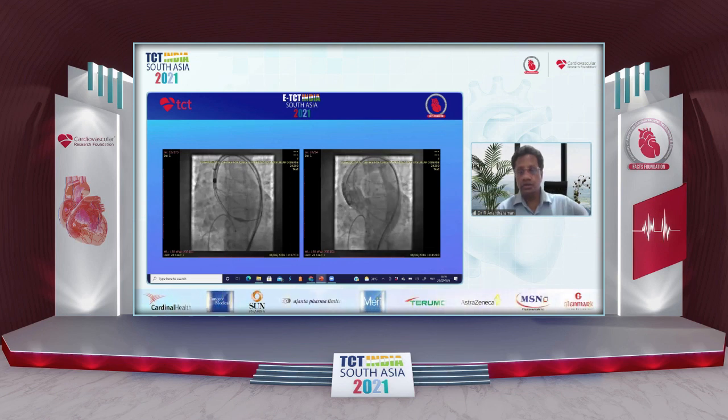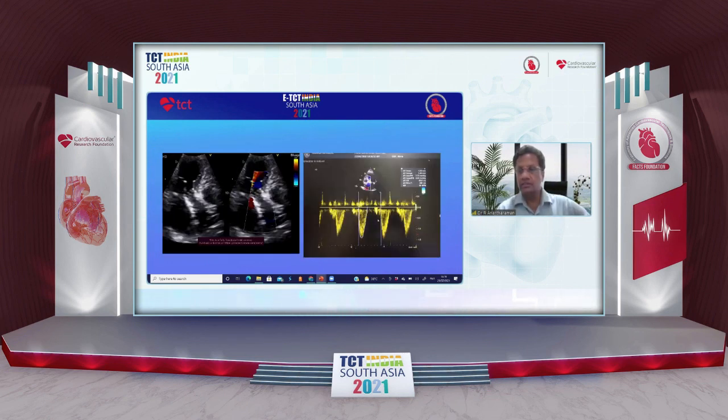Now this was done in 2016. It's 5 years ago. 5 years down the line, the patient is still doing well. This was at the end of 2018. The mean gradients were less than 7. And now it's 5 years down the line, the mean gradient is still good. So it does prove that the structural degeneration, especially with this valve, at least for this case, 5 years down the line is still very good.